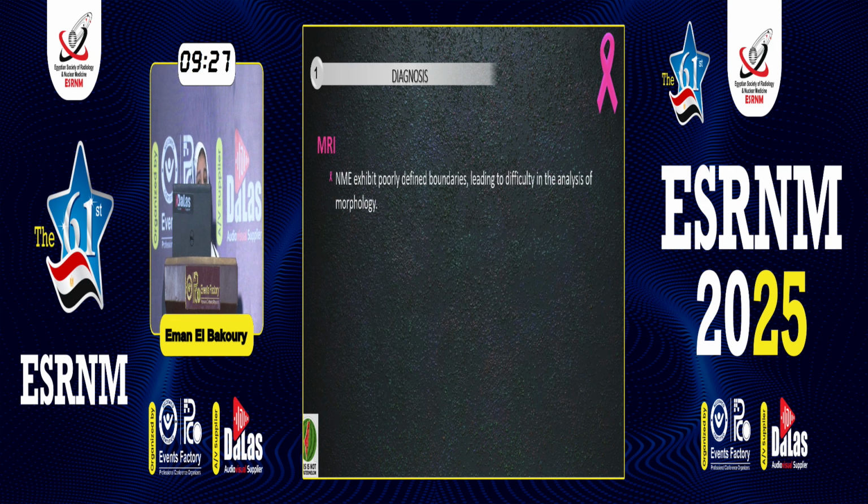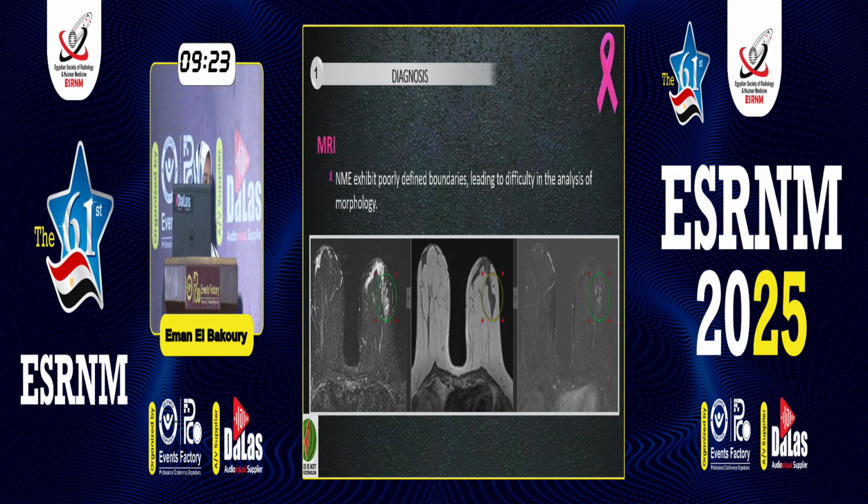Also, the non-mass may show a very ill-defined border, rendering the analysis of the morphology difficult. See, this is non-mass. One may say it's regional, and another may say it's segmental, and there is actually a big difference between the two. The regional one will be followed up, while the segmental will be biopsied.